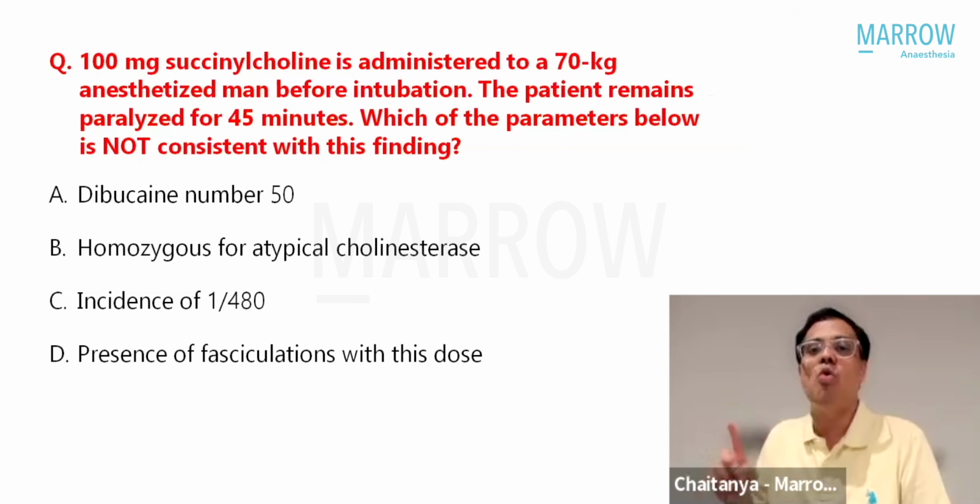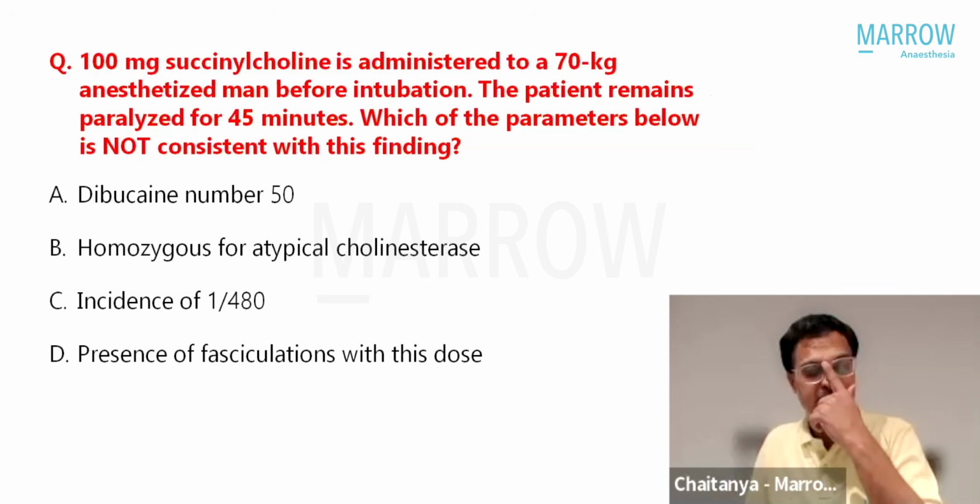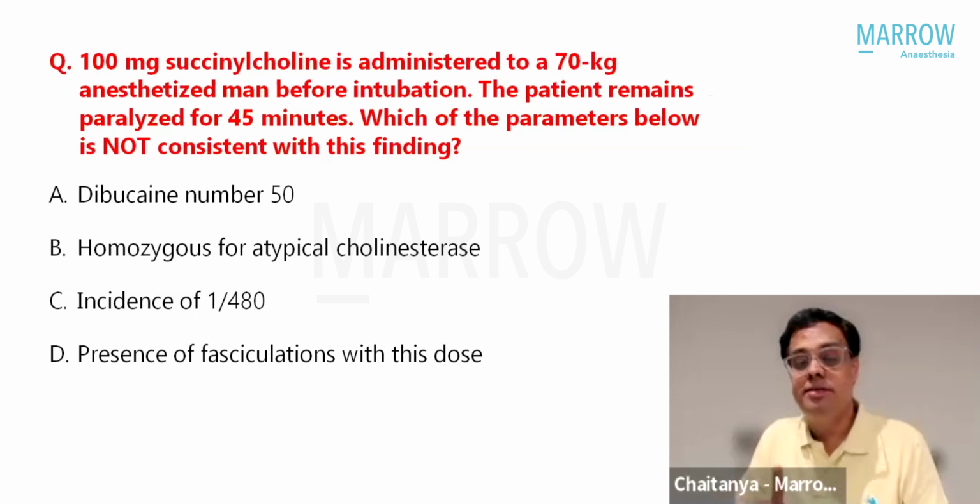Right? So if it is homozygous atypical, then the Dibucaine number will be 20:80. The duration will be prolonged up to 6 to 8 hours in case of homozygous atypical. The incidence of homozygous atypical as per literature is 1 in 3,200, whereas for heterozygous atypical, the incidence is 1 in 480.